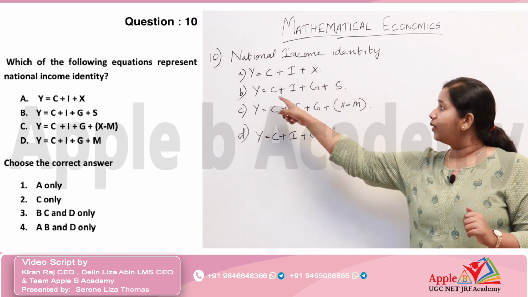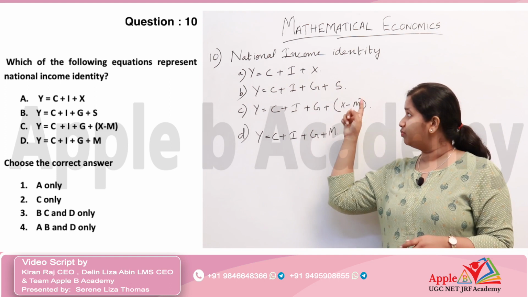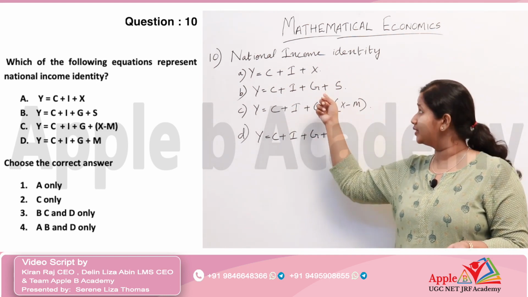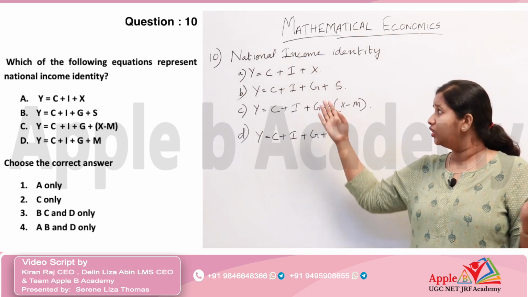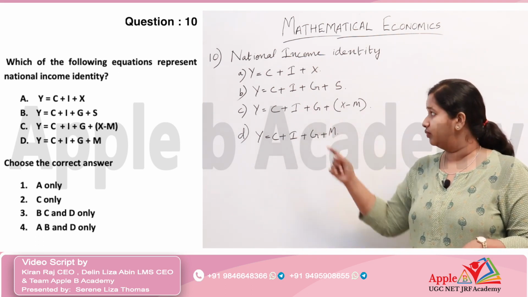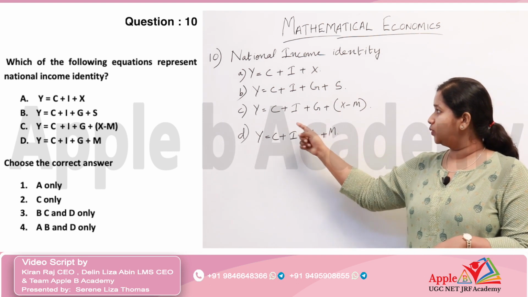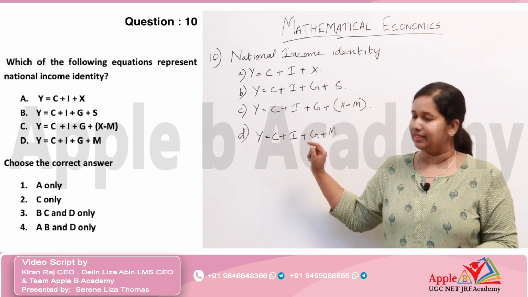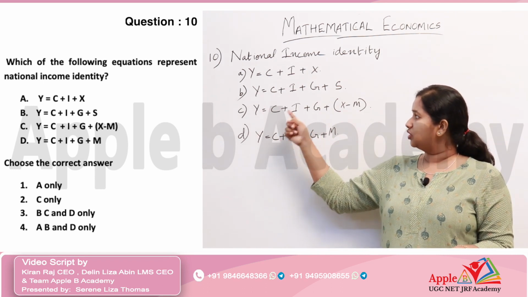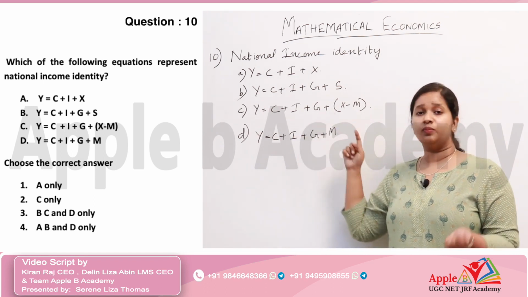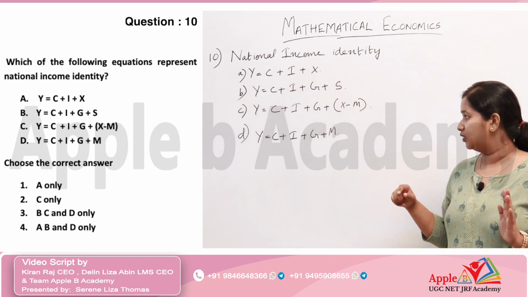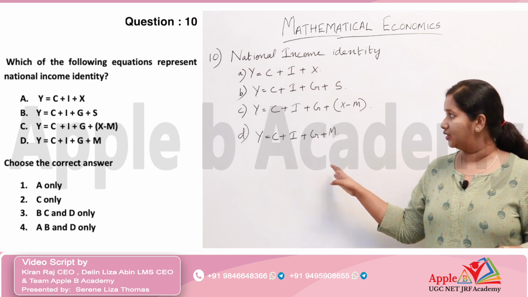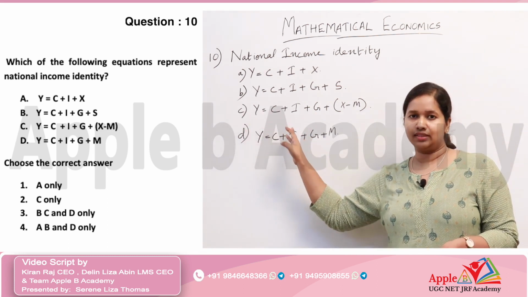Y is equal to C plus I plus G plus S, where C is consumption, I is investment, G is government expenditure, and S is savings. This is not the right equation. Then the third one, Y equals C plus I plus G plus X minus M. Yes, this is the equation for the national income identity: consumption plus investment plus government expenditure plus exports minus imports. The fourth option, Y equals C plus I plus G plus M, is not the right answer. So the answer is option C.